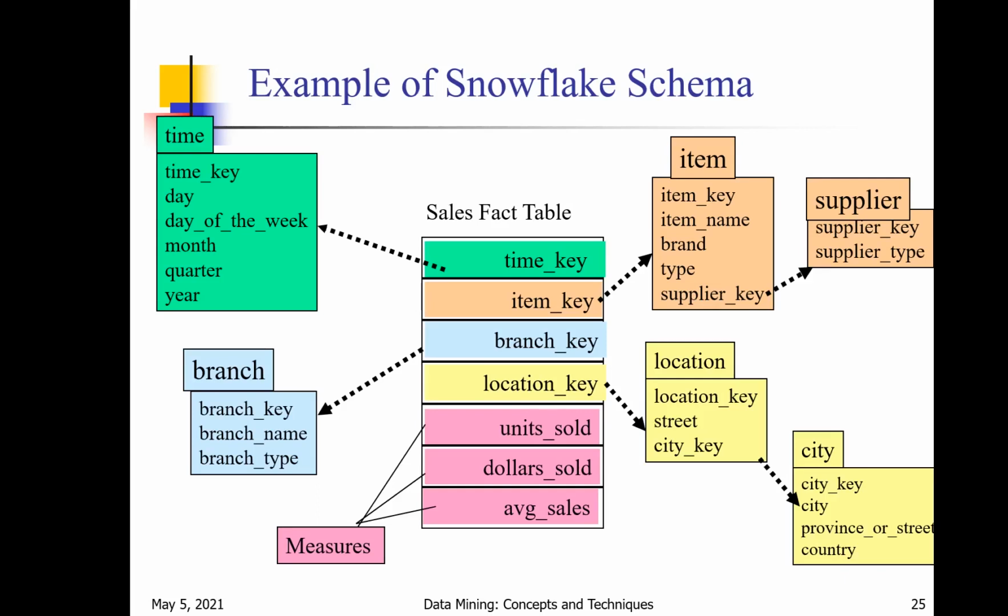So this is the same as the star schema. The difference is only the normalization. Here the normalization can be achieved by decomposition. Here the item and location tables are divided into two tables each. Item can be divided into item and supplier. Location can be divided into location and city. So by decomposition, we are achieving normalization. It looks like a snowflake schema.